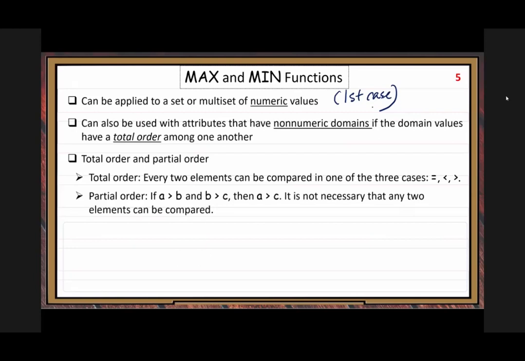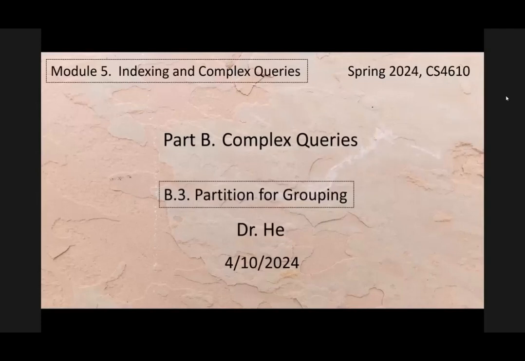Partial order, I talked about the transitivity property last time, so I do not need to explain it here. I gave you a simple example last time, so that's enough. All right, B.3, partition for grouping. I already explained the partition concept, so let's look at a few examples. If we see the concept, we may skip.